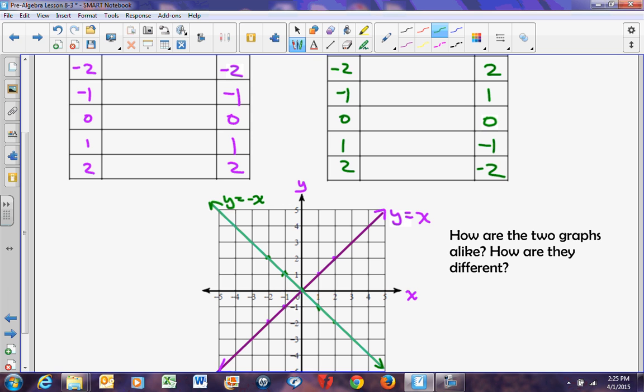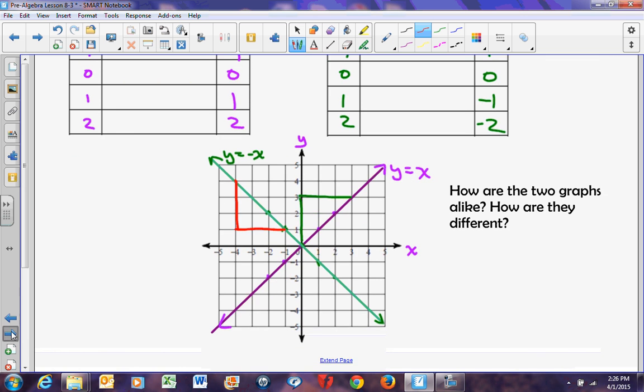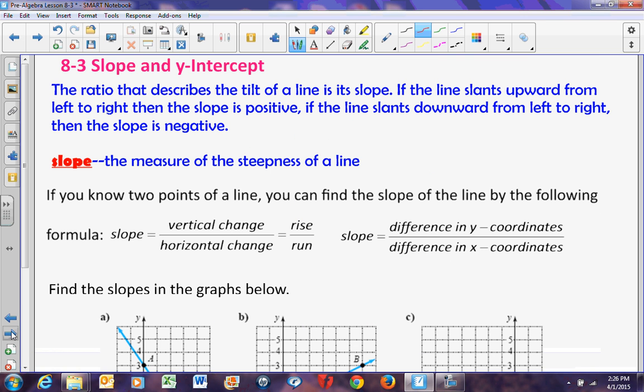How you go up and over, for example, if I was to go here to here, I'm going up and to the right. On this graph here, if I pick a point, I'm going down and to the right. So the slope of the purple line is up and to the right, and the slope for the green line is down and to the right. The ratio that describes the tilt of a line is its slope. If the line slants upward from left to right, then the slope is positive. If the line slants downward from left to right, then the slope is negative.